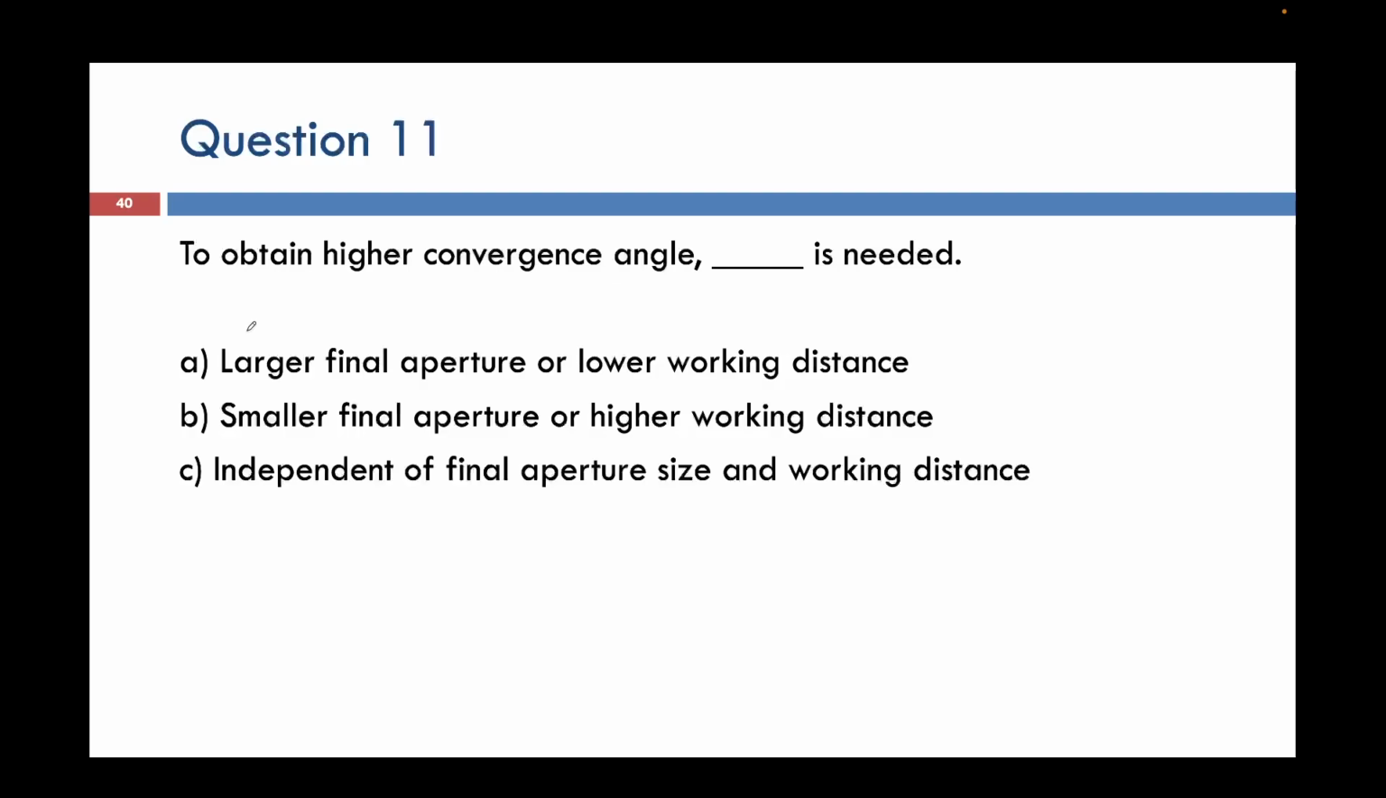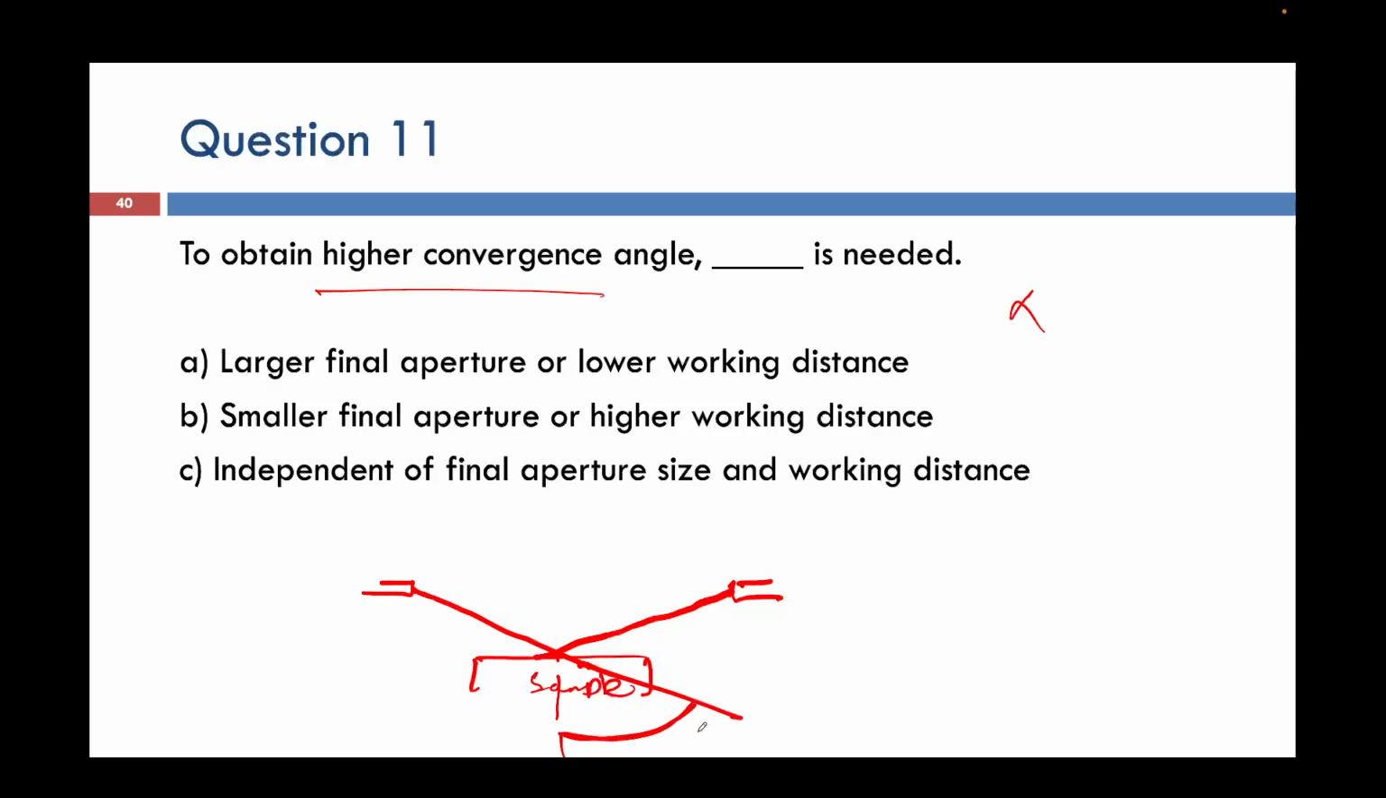So let's say I am talking about a higher convergence angle. That means my alpha would be higher. Let's say my sample is this much. So, a larger final aperture. If my final aperture is larger, let's say like this, then effectively this is my convergence angle, right?